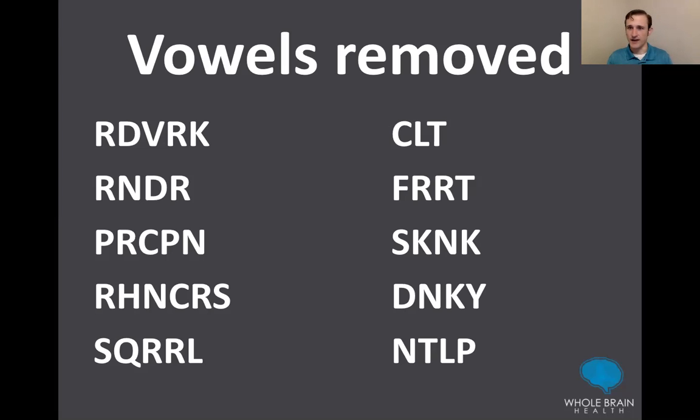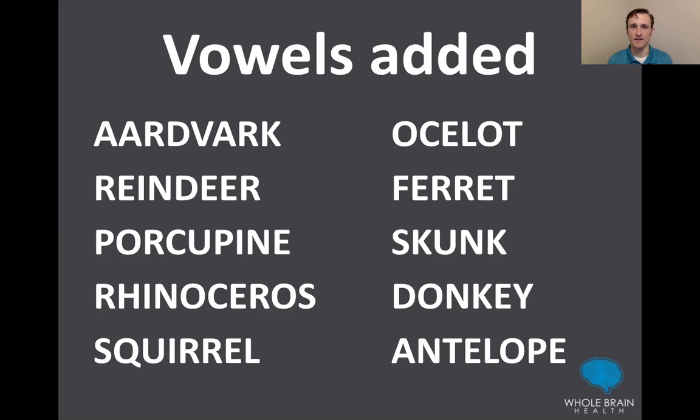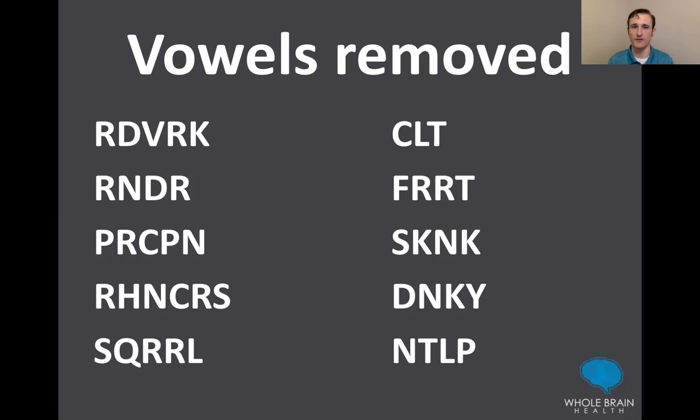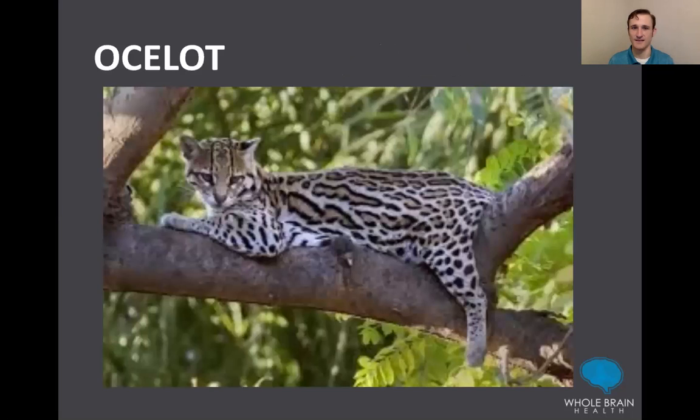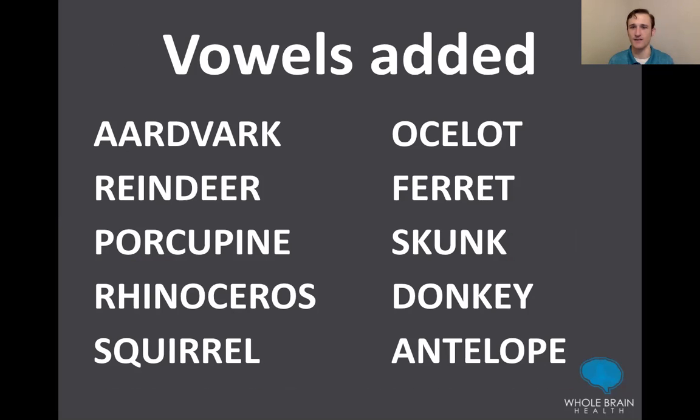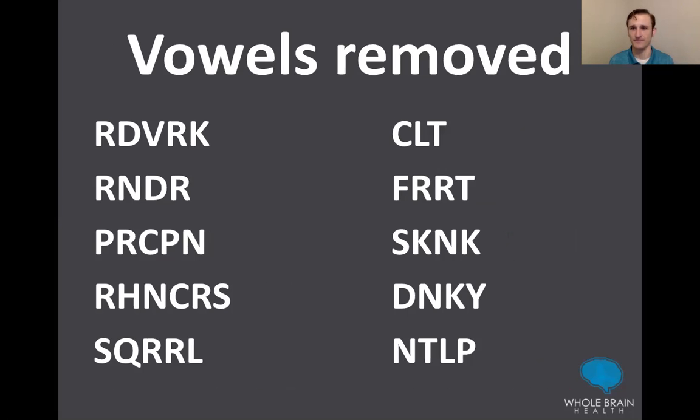Okay, did you figure it out? Here is the answer. We have aardvark, reindeer, porcupine, rhinoceros, squirrel, ocelot, ferret, skunk, donkey, and antelope. So there are the words with the vowels removed again, and here are the vowels added. And if you're curious as to what an ocelot is, that's an ocelot. Not everyone knows what an ocelot is. Also, another acceptable answer for ocelot, or CLT, is colt.